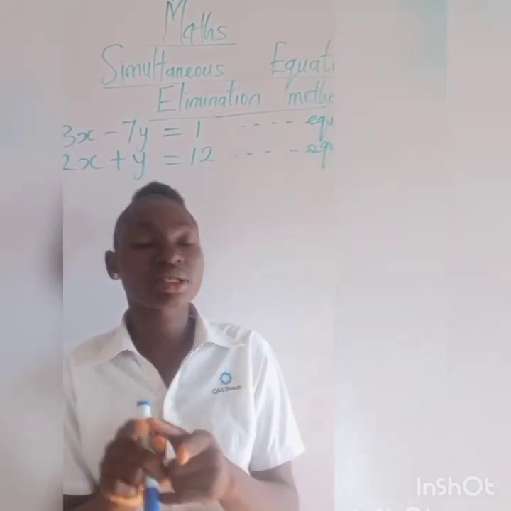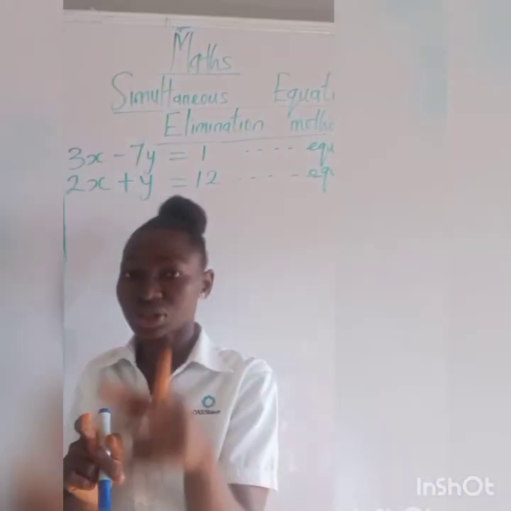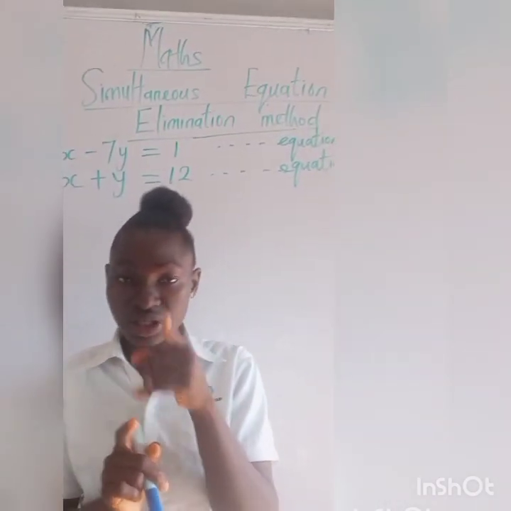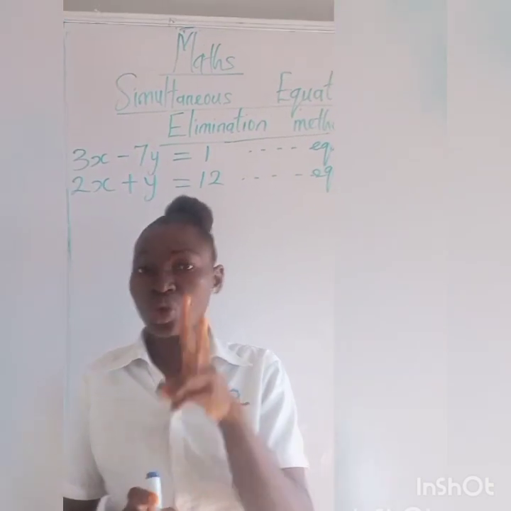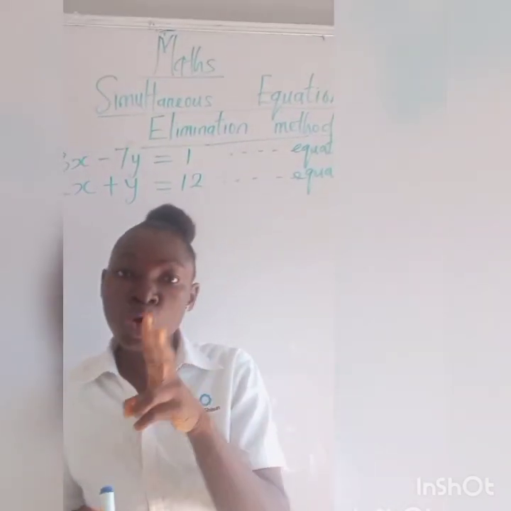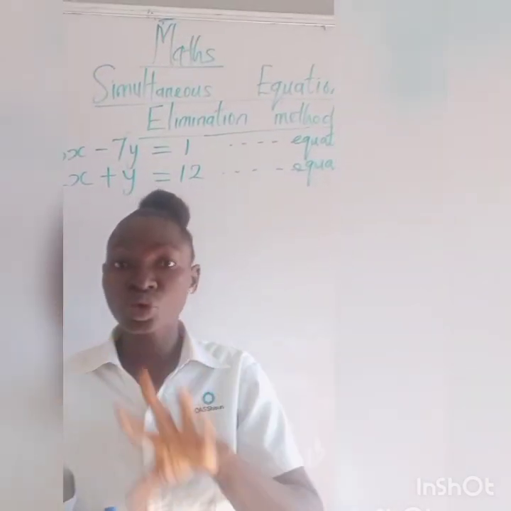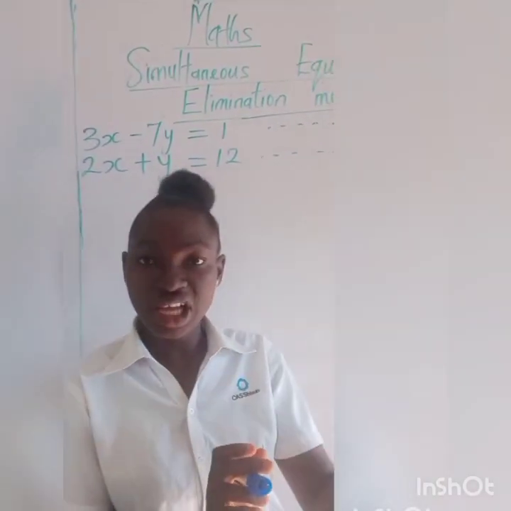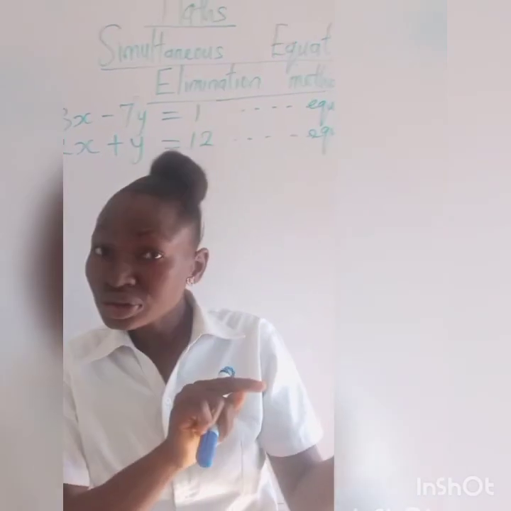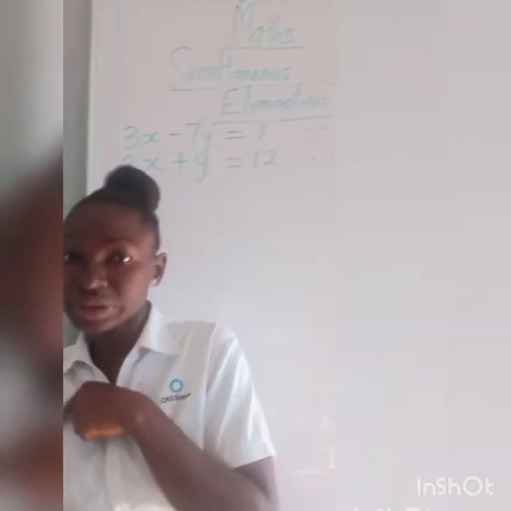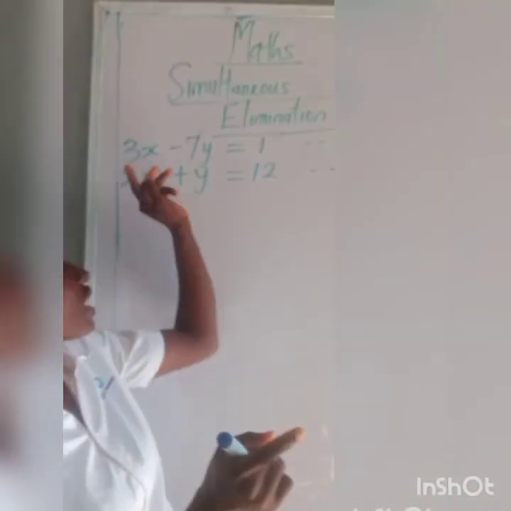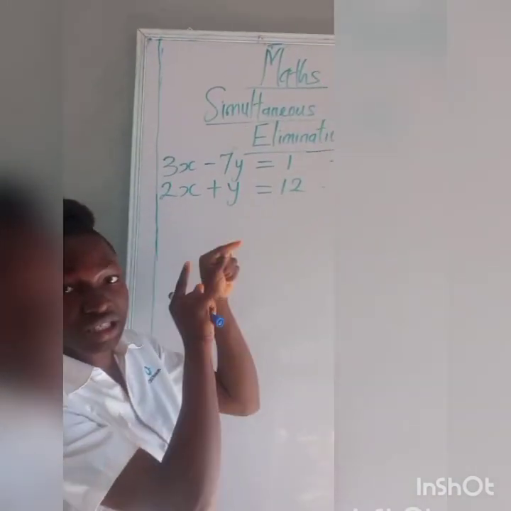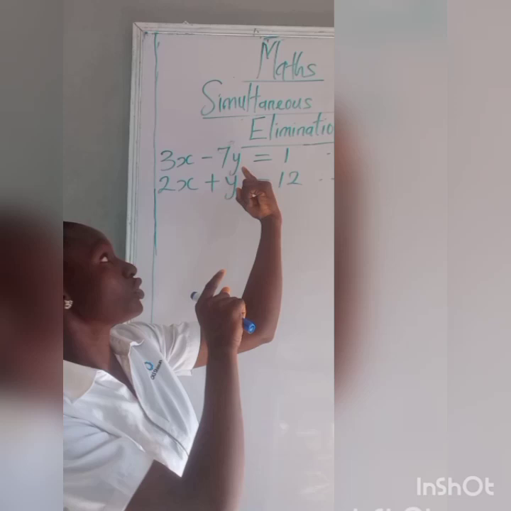Today's topic is simultaneous equation using elimination method. What is simultaneous equation? Simultaneous equation involves two equations which have two unknown letters or unknown variables. And for these two equations, whenever you get one letter, you use the one you got to find the second letter. Let's say, for instance, you're able to get x. You use whatever value you get for x and substitute it into an equation to give you y.